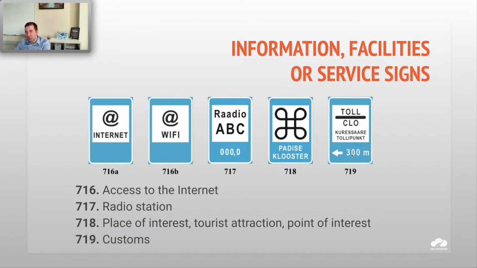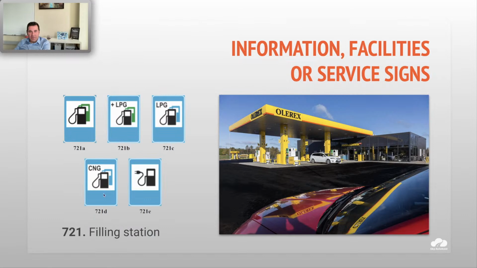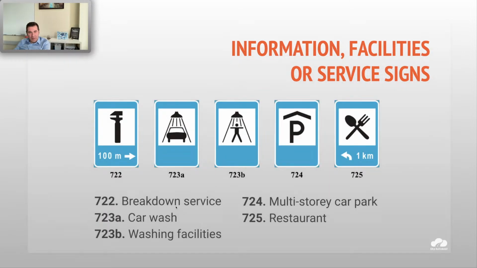And also you can see that it can show you where exactly it's located and how far. For example, if you go to the left, after 300 meters, you can see this place. Filling station, and also you can use some special letters. For example, if you use gas in your car, it also can tell you exactly like LPG gas or CNG gas. Or maybe if you drive an electric car, it can also show you that it's not an ordinary filling station, but the place where you can charge your electric car. Breakdown service, car wash, washing facilities, multi-story parking, restaurant place.